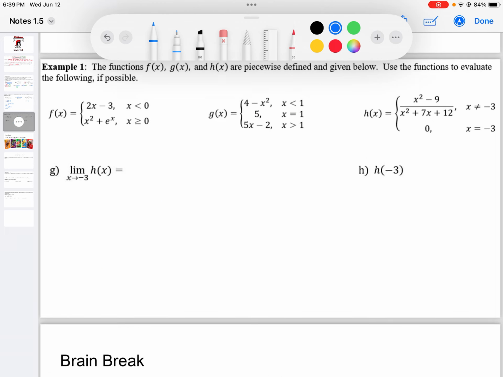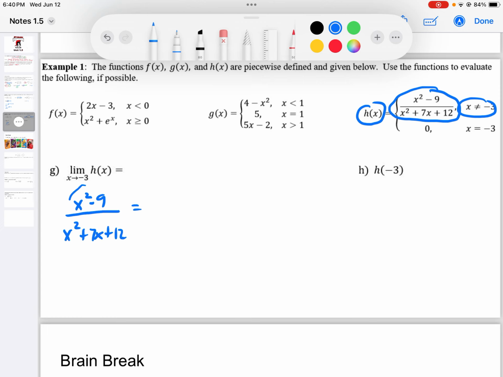All right, last two. The limit as x approaches negative 3 of h of x would be equal to what? So again, I need to do the left-sided and the right-sided, right? Okay, well, this looks different. This is what the function looks like if x is not negative 3. If x is negative 3, the function is defined to be 0. So it's kind of weird. I need to plug in negative 3. Let's just kind of work with this and see what we would get.